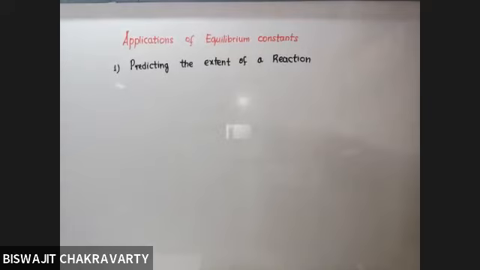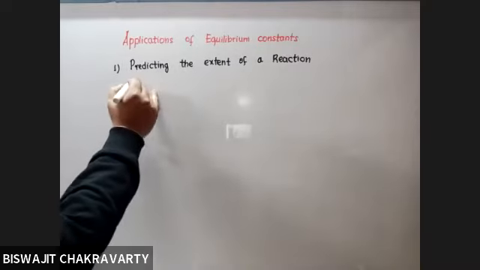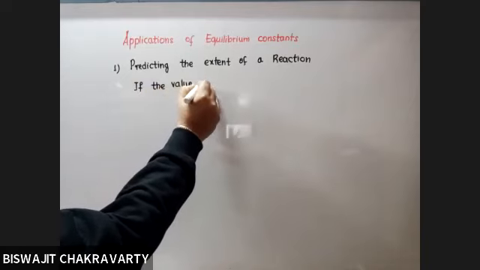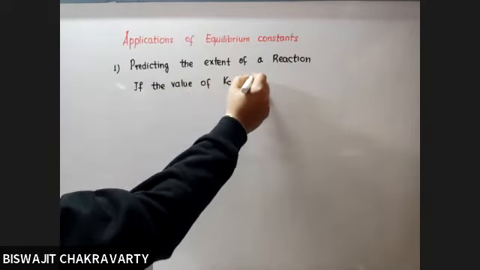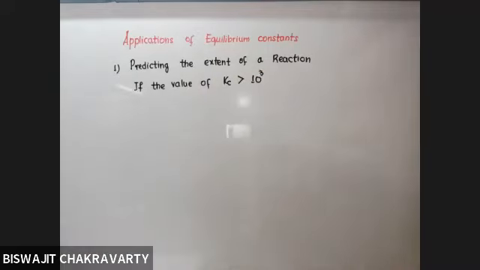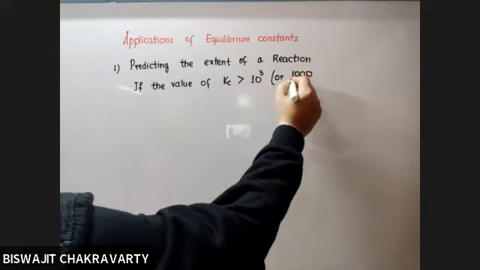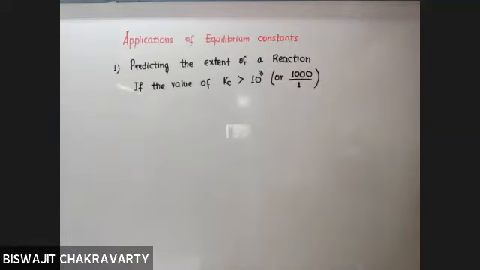How? Suppose we explain with Kc. If the value of Kc is greater than 10 to the power 3. Now, what is the meaning of 10 to the power 3? It is 1000 by 1. Tell me who is present in the Kc expression in the numerator? Is it the products or the reactants? Products. So products are at the top, reactants at the bottom.